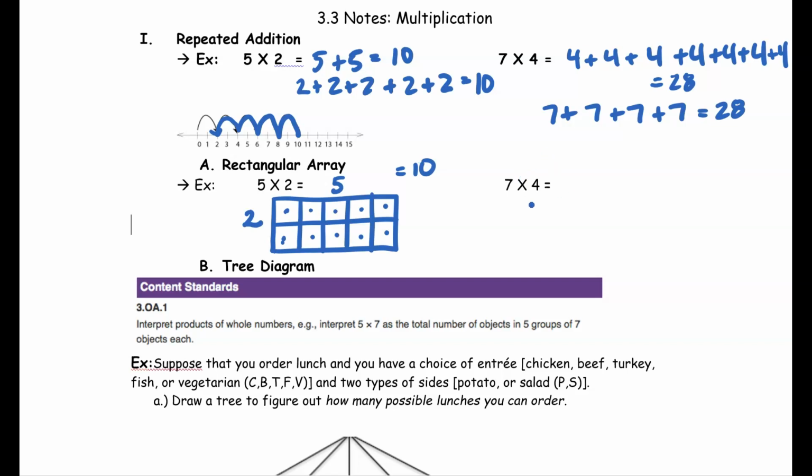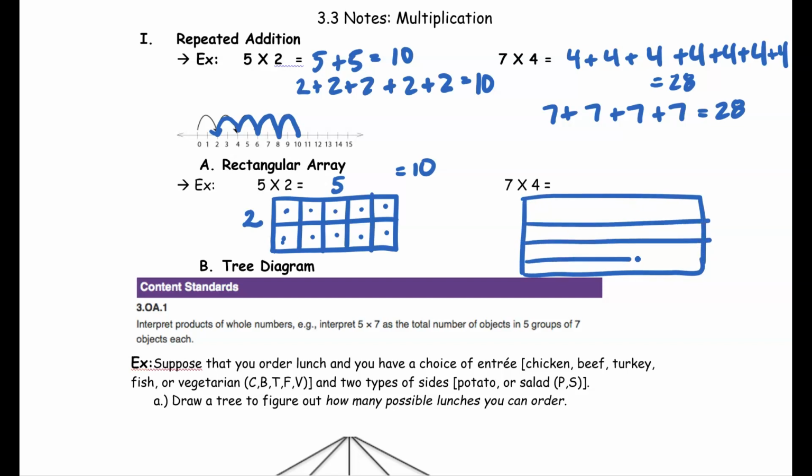So 7 times 4, same thing. We're going to make it a rectangle. That's going to be 7 times 4. So I'm going to try to squeeze in 4 here. And again, they don't have to be to scale. The whole point, though, is just that hopefully you get 4 in. You try to make them the same size. You do the best job you can, but especially if kids are drawing these, they're not going to be perfect.